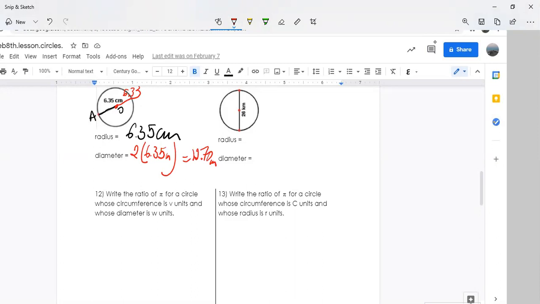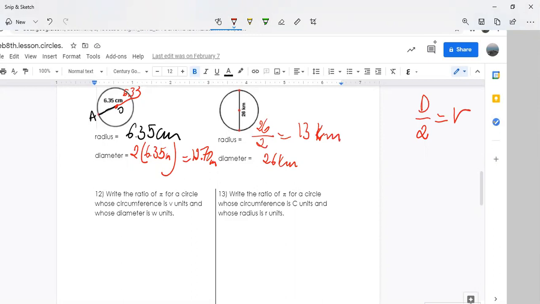That's 12.70 centimeters. In this picture, they give me the diameter, the line that cuts the circle in half. The diameter is 26, which means the radius is the diameter divided by 2. Half a diameter is a radius. So we take 26 divided by 2, and the radius is 13 kilometers.